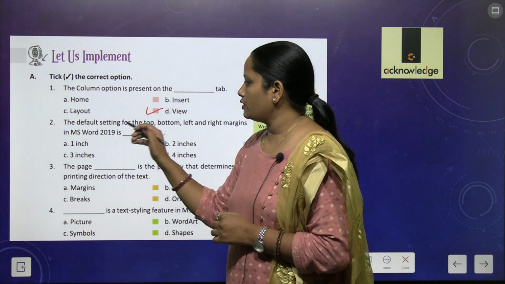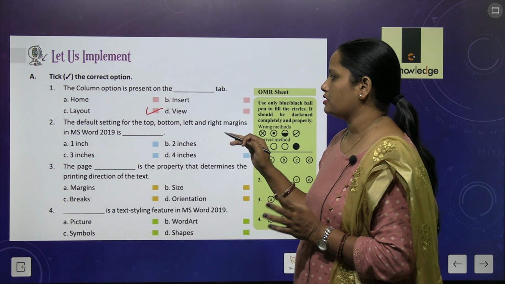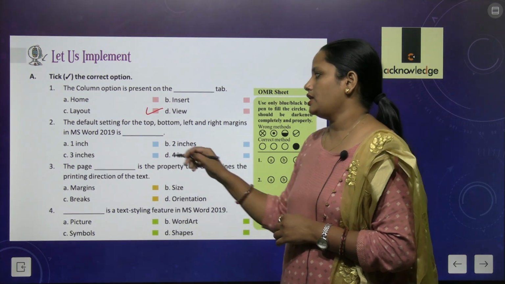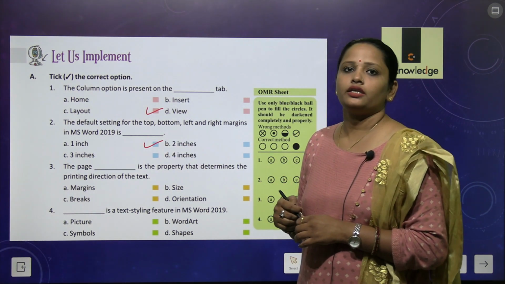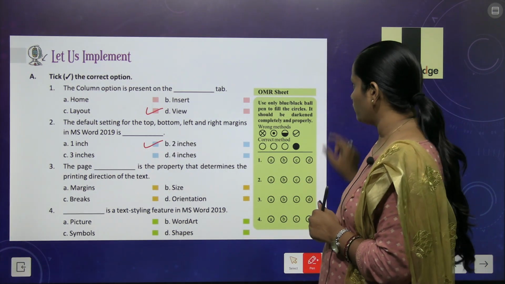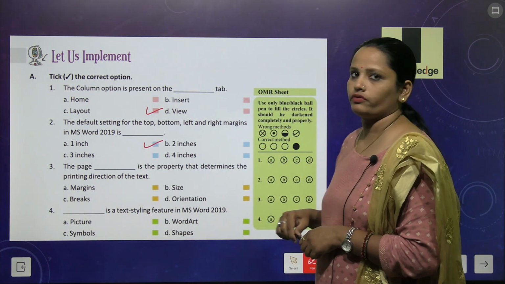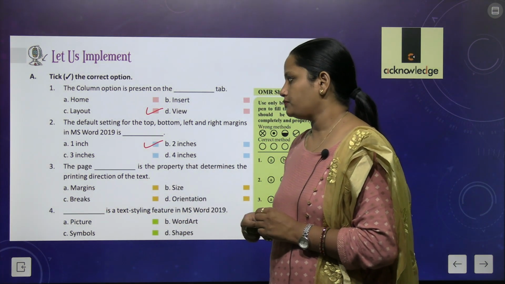Okay, the next is the default setting for the top, bottom, left and right margin in MS Word 2019 is, yes, it is 1 inch. So the default setting says the amount of space to be left at all the 4 corners of the page.